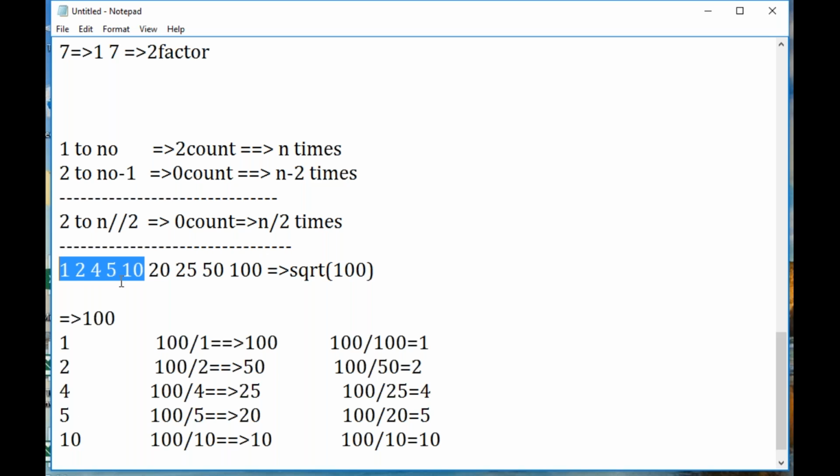The given number is 100. So 100 divided by the first generated number will give you the last number, 100 again. 100 divided by 2 gives you the next number, 50. 100 divided by 4 gives 25. 100 divided by 5 gives 20. 100 divided by 10 gives 10 again. So if you know the first half, the multiples of these will be the next half. If the number is divided by the first half, for sure the number will be divided with the next half. So it is sufficient for us to go to the square root of the given number times.